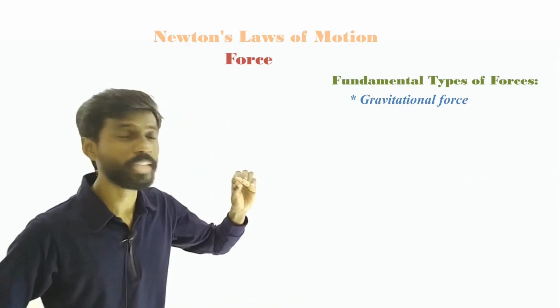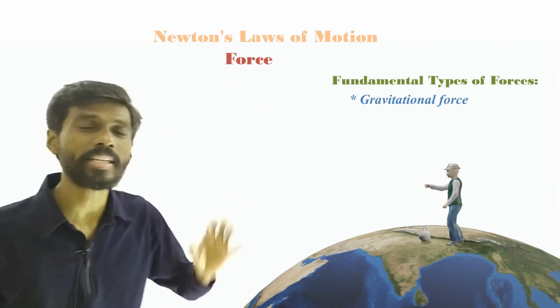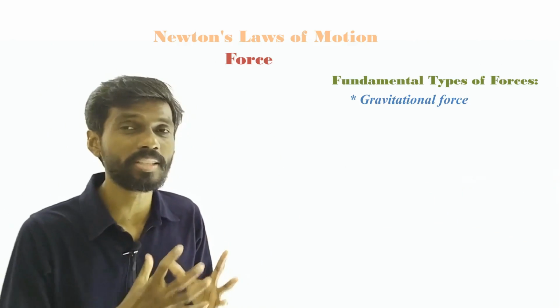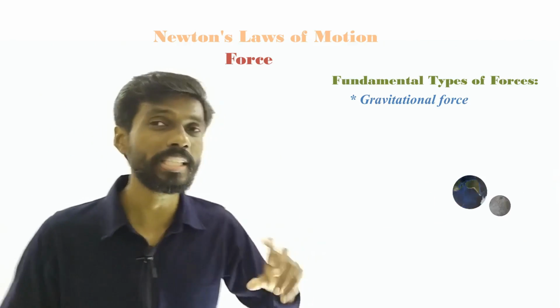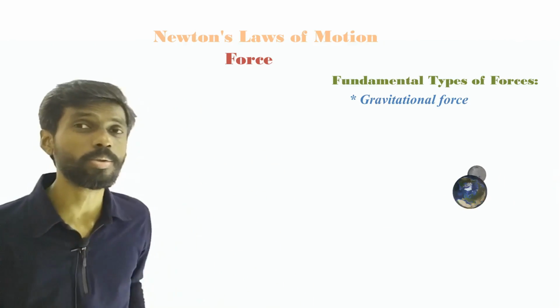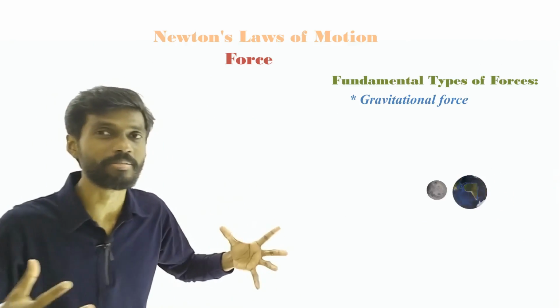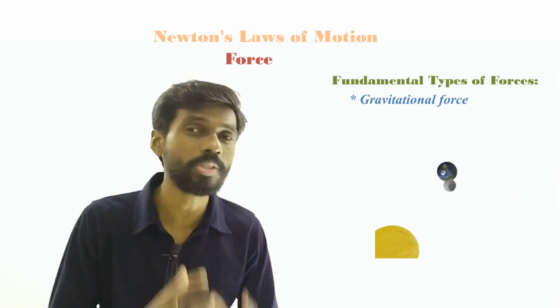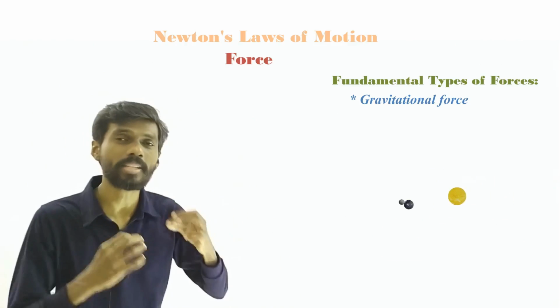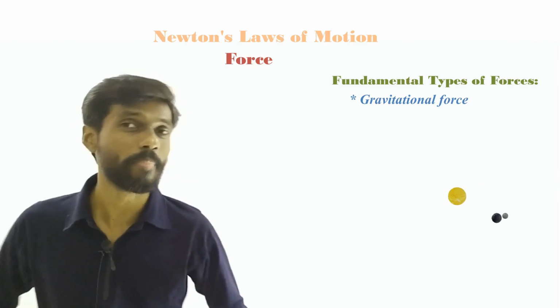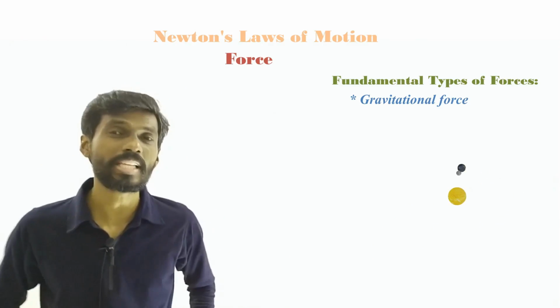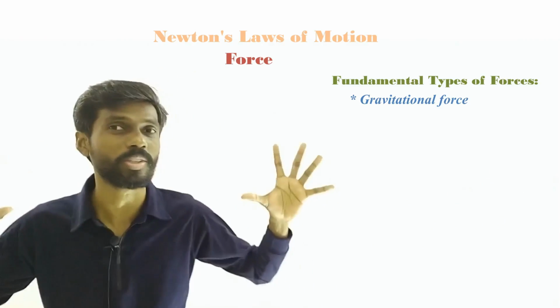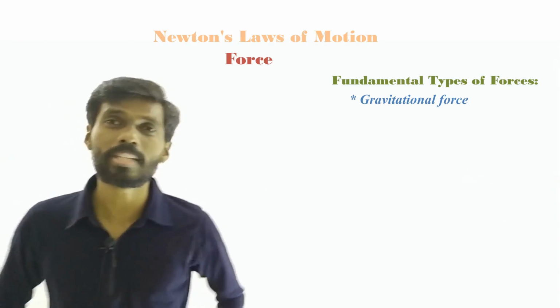Now if you drop an object, it falls towards the earth, and that is due to the gravitational force of attraction by the planet earth. The moon is revolving around the planet earth due to the same gravitational force of attraction by the planet earth, and this earth-moon system is revolving around the sun due to the gravitational force of attraction by the sun. So the gravitational force is the most predominant force in the whole universe. That is basically about the gravitational force.